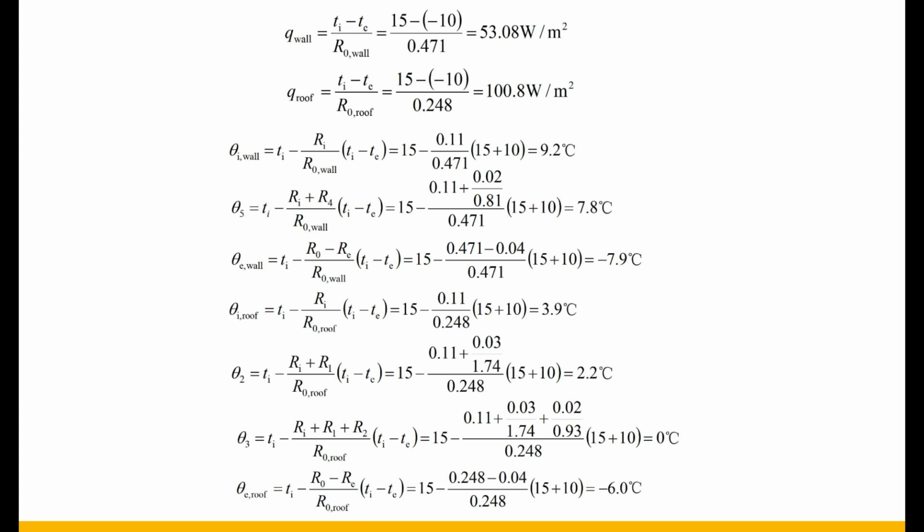The inner surface temperature of the brick wall is equal to 9.2 degrees Celsius. The temperature between layer 4 and 5 is equal to 7.8 degrees Celsius. The outer surface temperature is equal to minus 7.9 degrees Celsius. The inner surface temperature of the roof is equal to 3.9 degrees Celsius. The temperature between layer 1 and 2 is equal to 2.2 degrees Celsius. The temperature between layer 2 and 3 is equal to 0 degrees Celsius. The outer surface temperature is equal to minus 6 degrees Celsius.